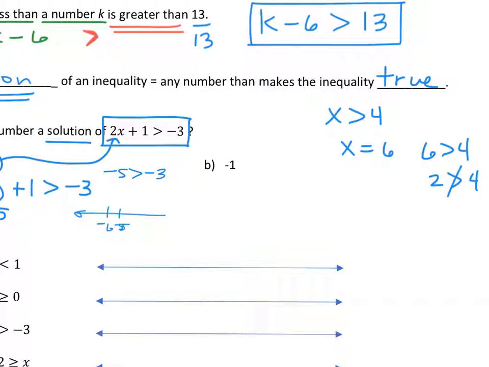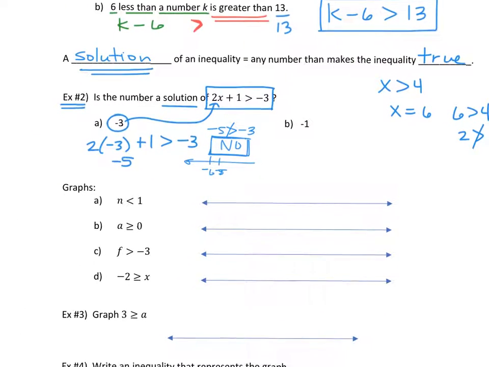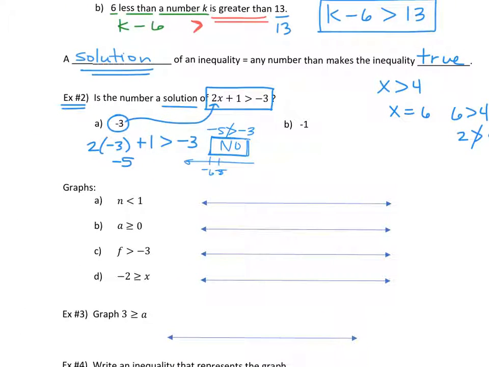Is that true? That's false. That's not true, right? So when they say, is it a solution? We would say no, it's not a solution because -5 is not greater than -3. Okay? Now we do it with -1.